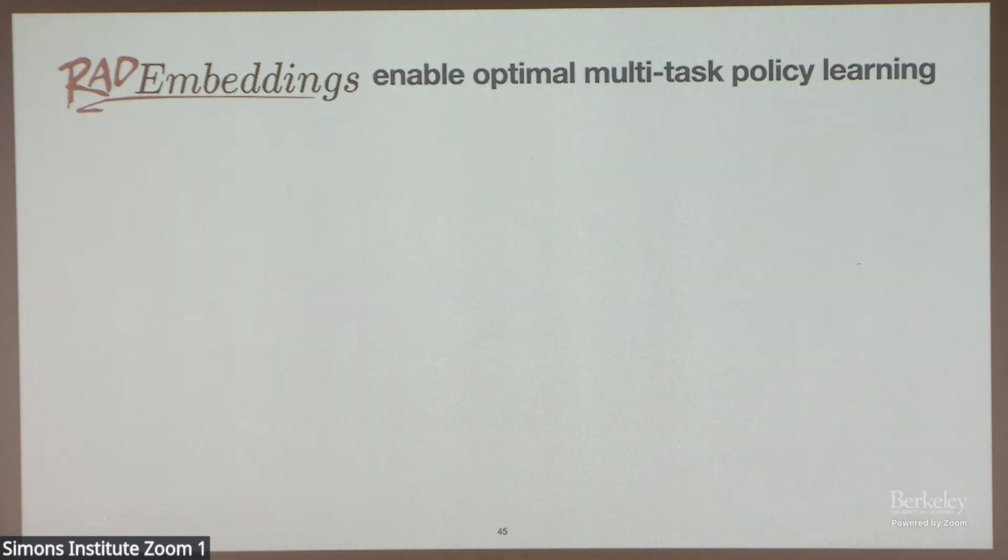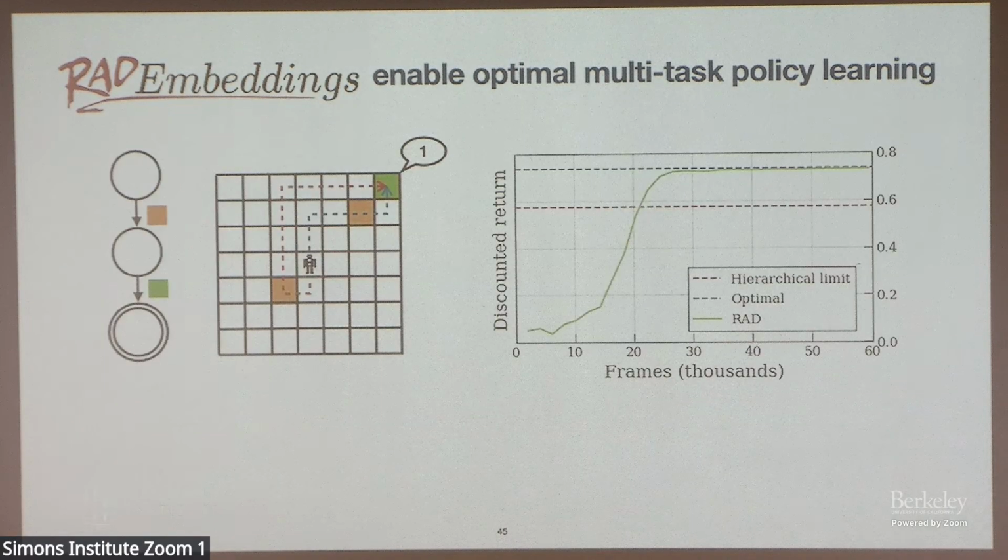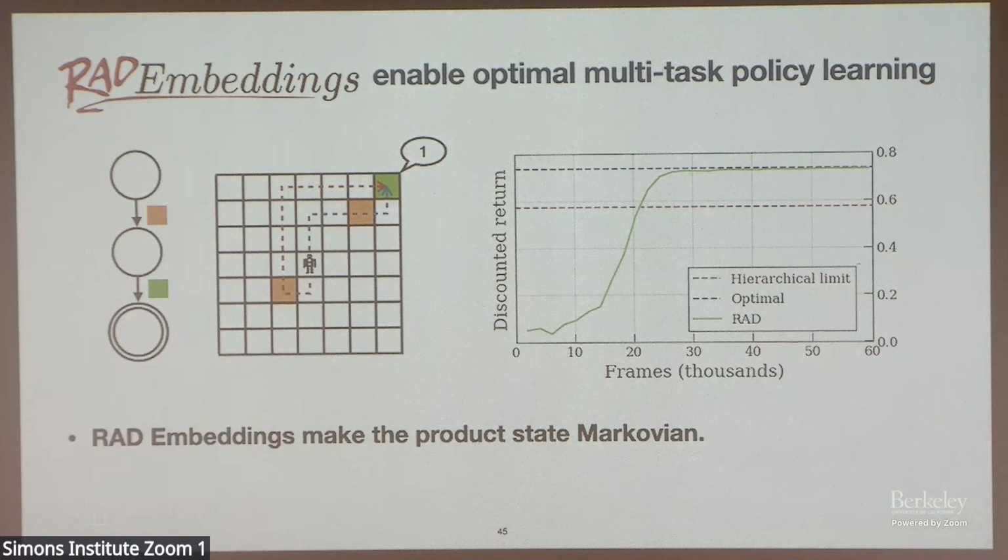And these embeddings actually enable optimal multitask policy learning. Just a sanity check using our example before, when we train a controller, we quickly learn the optimal behavior, essentially because RAD embeddings make the product state Markovian, because all the information you need is in your product state now.